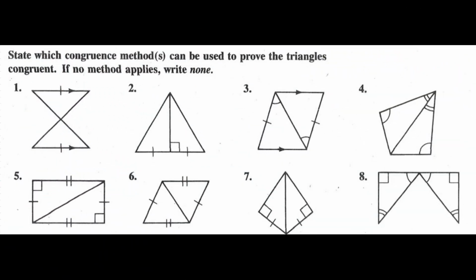It says here, state which congruence methods can be used to prove the triangles congruent. If no method applies, write none. So for number one, which method can we use here? Here we know that two sides are congruent. We also know that two of these lines are parallel.